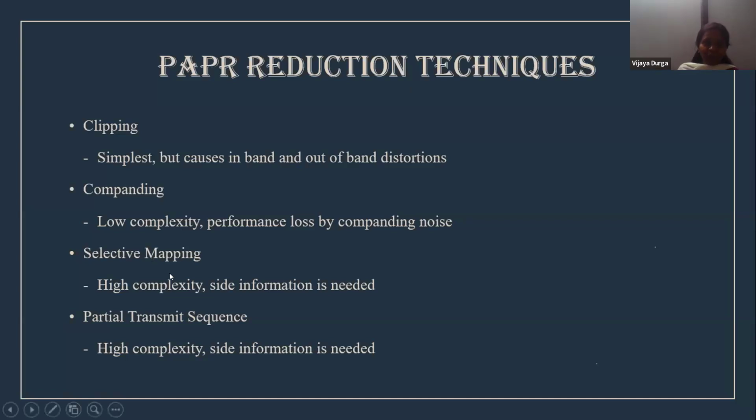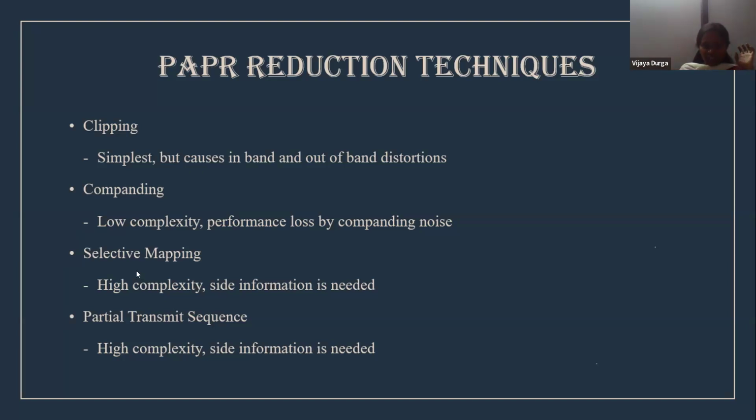Coming to selective mapping and partial transmit sequence, these come under the multiple signaling and probabilistic techniques. As the name implies, they are probabilistic, and they can provide high complexity. They require side information also. We are using phase rotation and phase shifting techniques to reduce the PAPR, and we need to select the signal with minimum PAPR. That's why high computational complexity is there. But there is no problem for BER. The bit error rate is good.